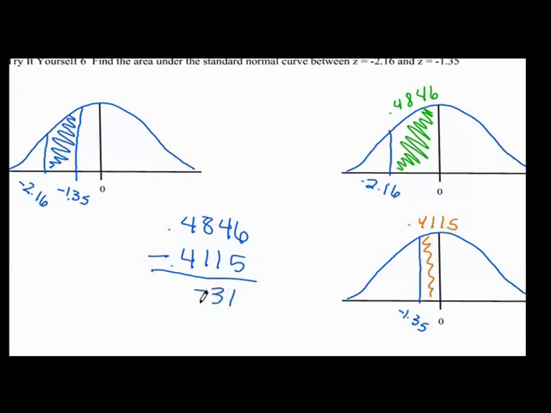So here we'd end up with 0.0731. Whenever you have two positives or two negatives, when you're trying to find the area in between, you just need to subtract their areas after you look them up.